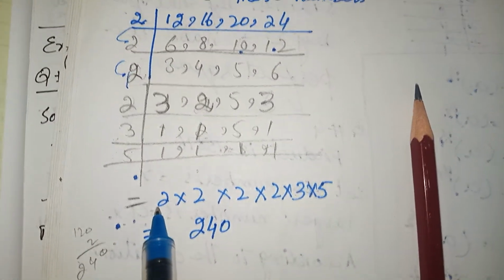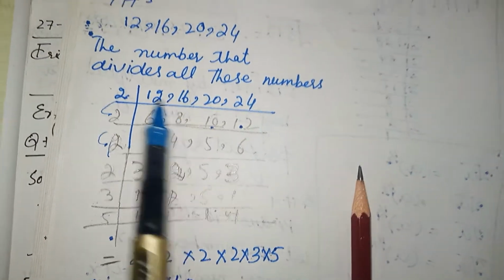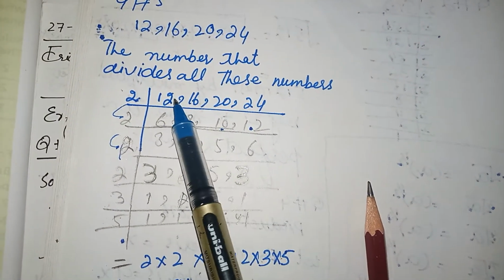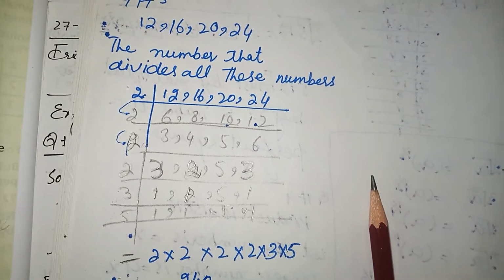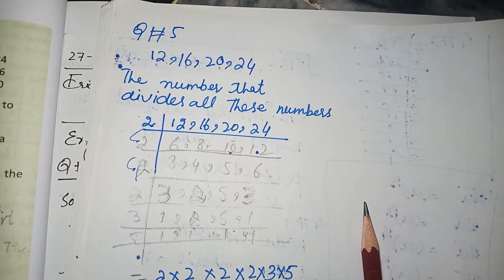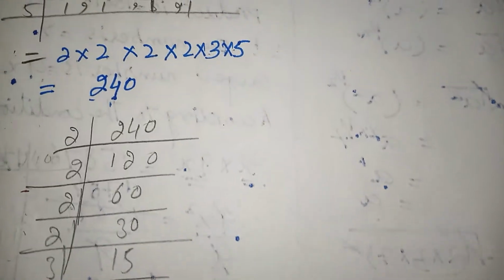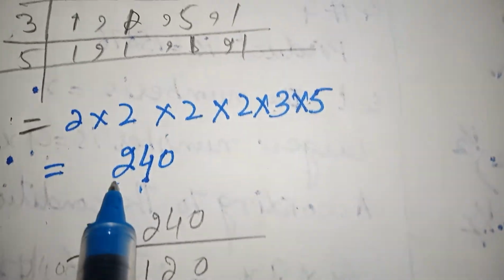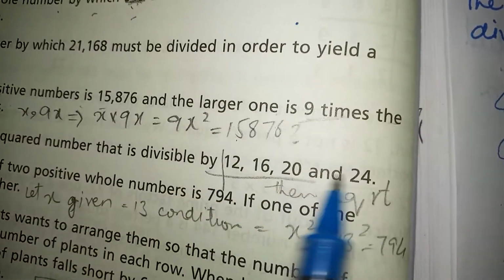And this is the number that is divided by all these numbers. 240 is divided by 12, 16, 20 and 24. Now we have to find out the square root of 240. What is the square root of 240? Now we will find the square root of this number, as the given condition is this.